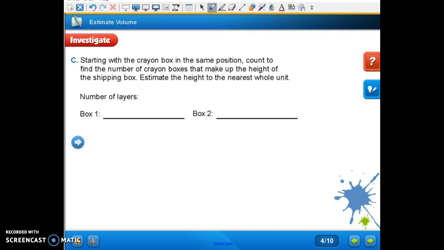Okay, so it says, starting with the crayon box in the same position, find the number of crayon boxes that might do the height. So box 1, we could only put 3 layers in, right? And that one we could put 6 layers in. Okay?